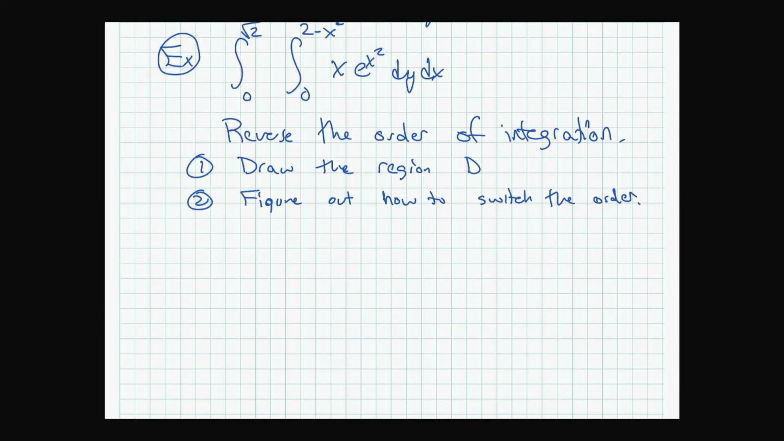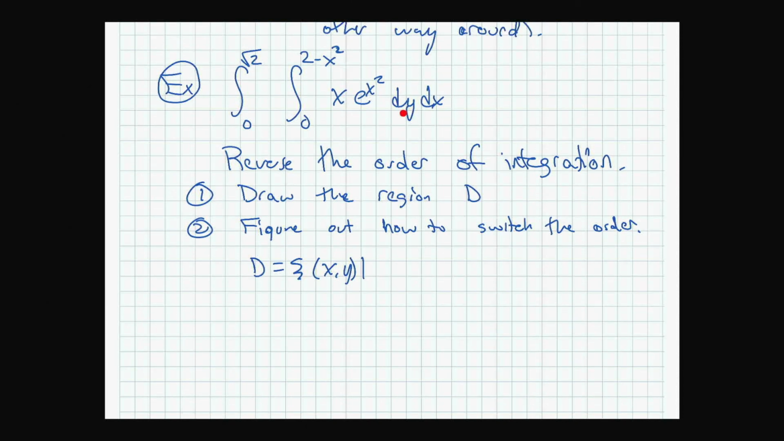You should be able to read off the region just based on the way the integral is. You see that the inside integral is y, so that's the first integral you do, and then your second integral is x. x is the one that's between constants, so you have x between constants 0 and square root 2. And you have y between functions: your lower function is 0, and your upper function is 2 minus x squared. Okay, so that's the region.